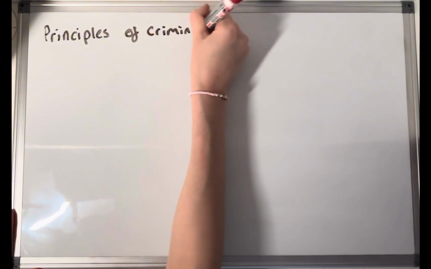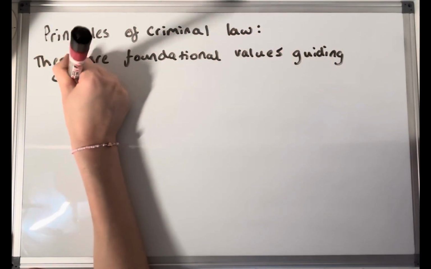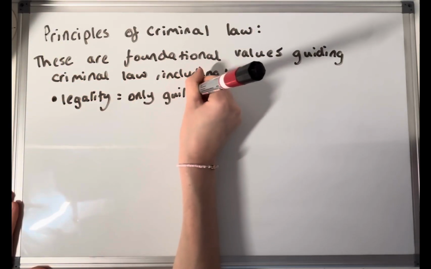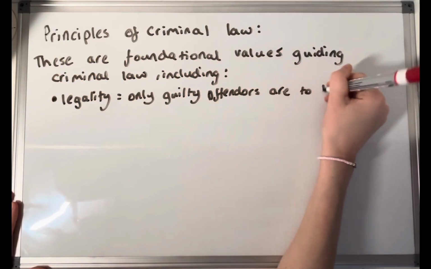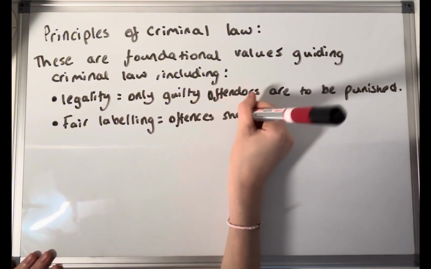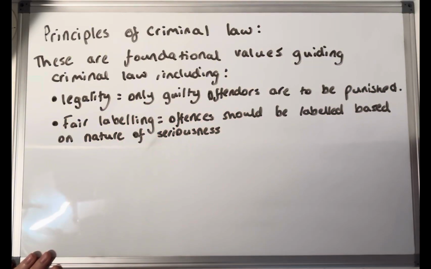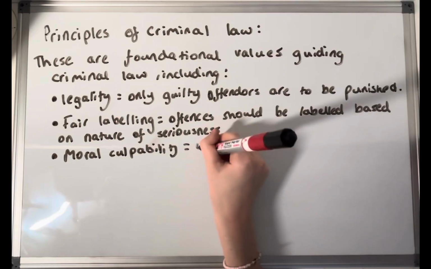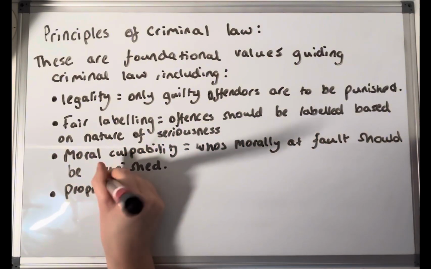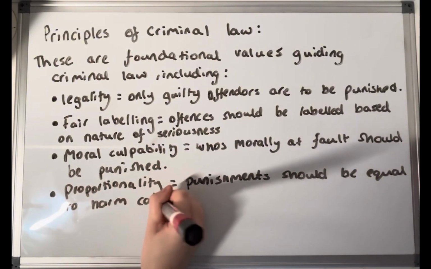Lastly, we have principles of criminal law. These are foundational values guiding criminal law, including legality, the belief that only guilty offenders are to be punished. We also have fair labelling, so offences should be labelled based on the nature and seriousness. Moral culpability, so whoever is morally at fault should be punished. Proportionality, so that punishment is equal to the harm that has been caused.